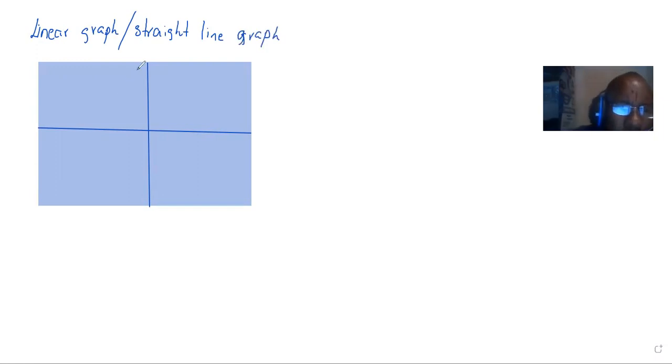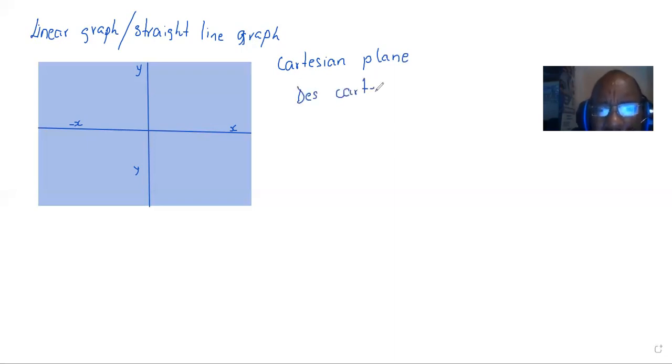Now, what I have here is the y-axis and the x-axis. And this is called the Cartesian plane. The Cartesian plane was named in honor of Descartes. Descartes was a philosopher and a mathematician.